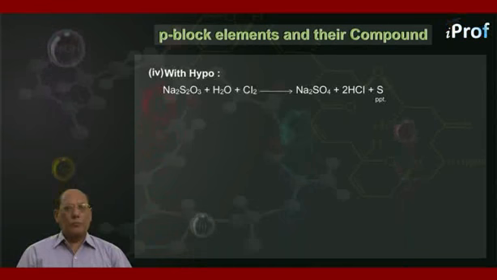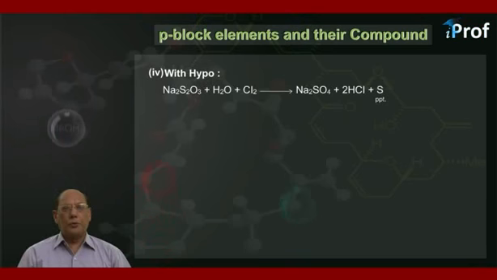Number 4, reaction with hypo. It is Na2S2O3 plus H2O plus Cl2. The products are Na2SO4 plus 2HCl plus sulfur. This sulfur gets precipitated.